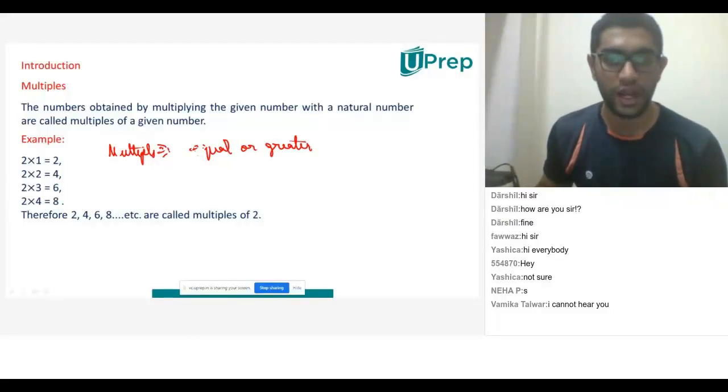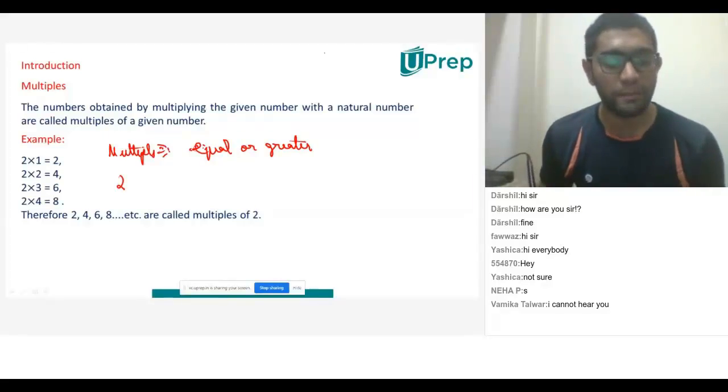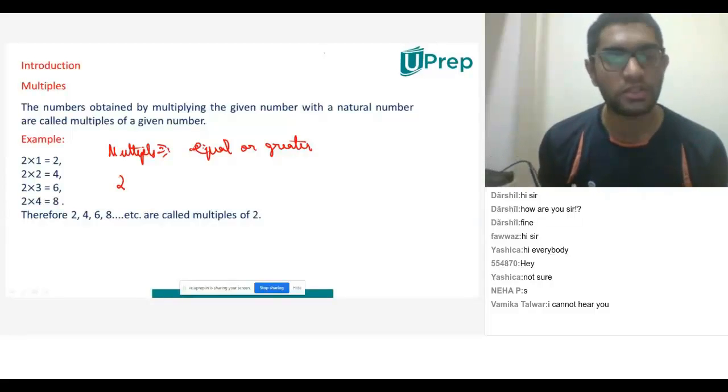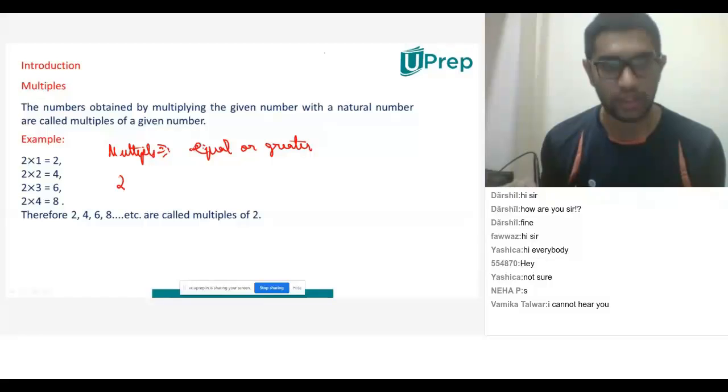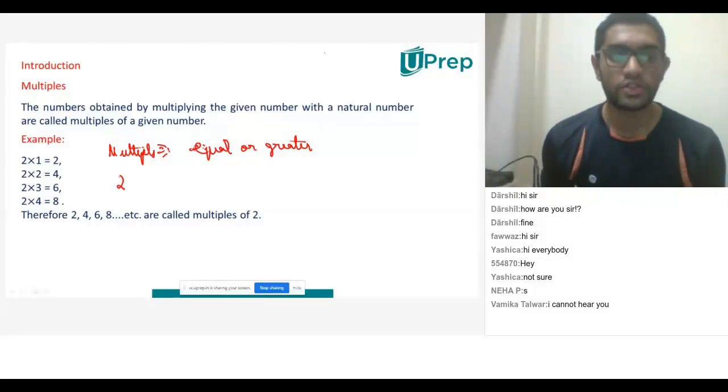Because look, if I ask you guys, what are the multiples of 2? To put it in a very simple way, we are just discussing the table, correct? But the table over here, till now you guys have learned tables till 10 or 20 or 30 max. But basically multiples tend to infinity, right? Say 2 multiplied by 9,000 is 18,000, correct? 18,000 is also a multiple of 2, right? So that is what the definition is also trying to tell us.